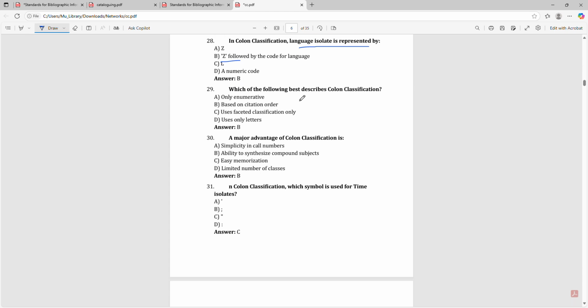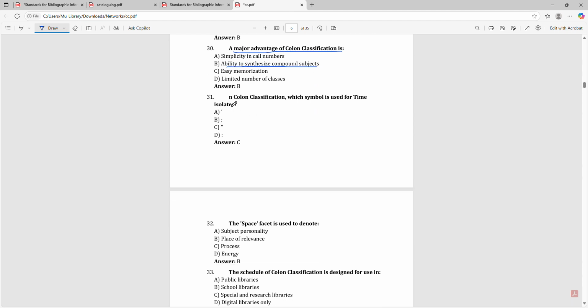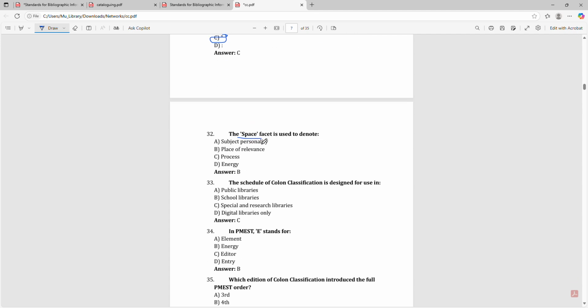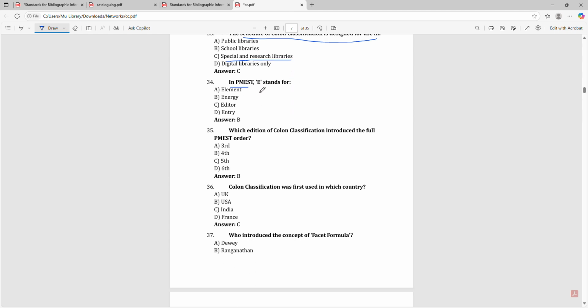Which of the following best describes colon classification based on citation order? A major advantage of colon classification is the ability to synthesize compound subjects. In colon classification, which symbol is used for time isolate? That is double comma. The space facet is used to denote place of the relevancy. The schedule of CC is designed for use in special and research libraries. In PMEST, E stands for energy.